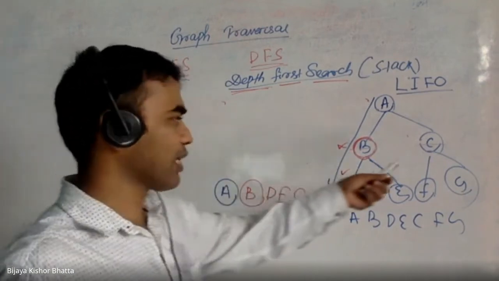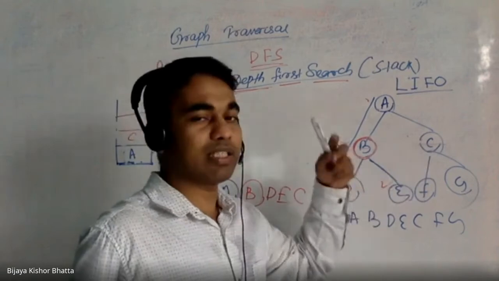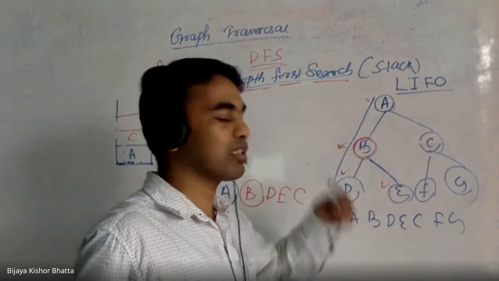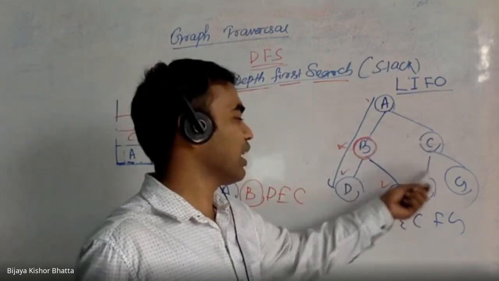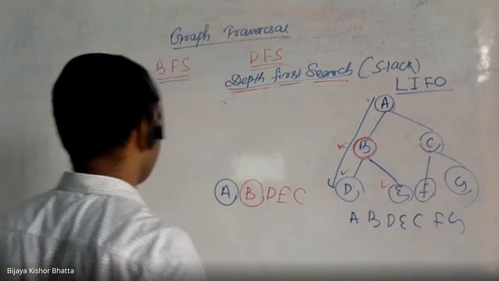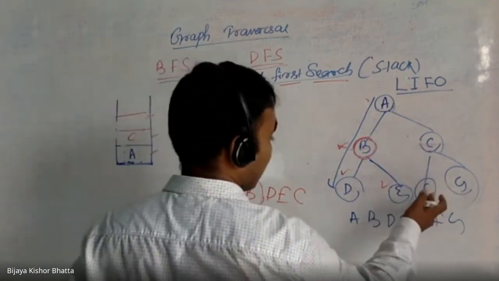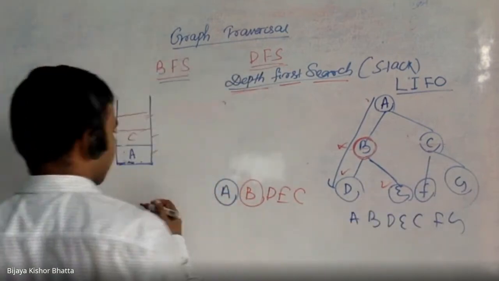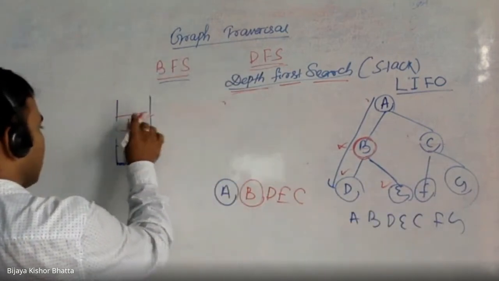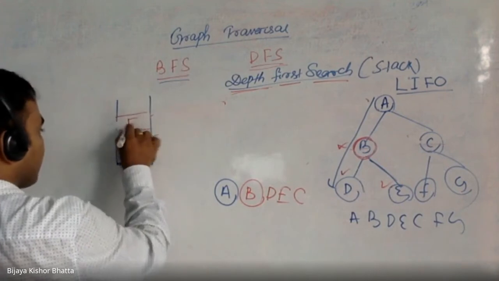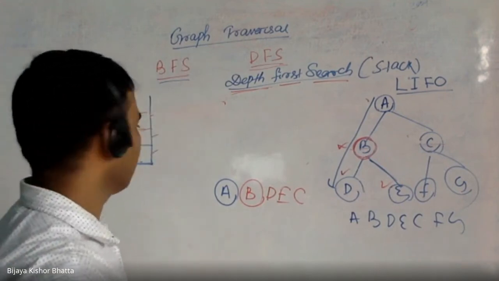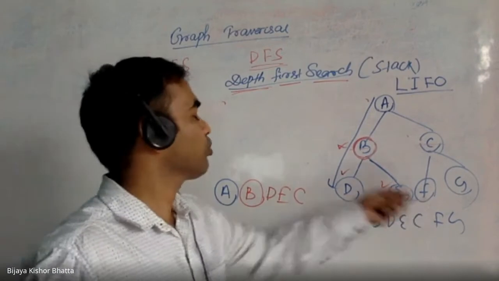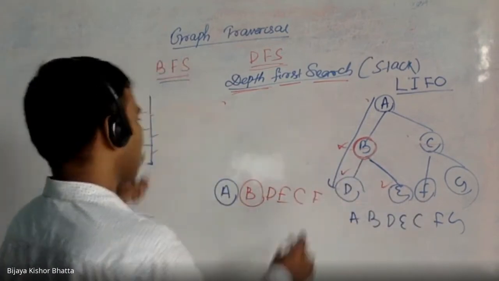Again, I will ask the same question to C. Hey, is there any vertex which is your adjacent and not processed? Then F is a vertex, and G can be also. F and G both are not processed, so you can choose either F or G. Let me choose F, but you can choose anything. F is the vertex adjacent to C and not processed, so you will process it and push it into the stack.